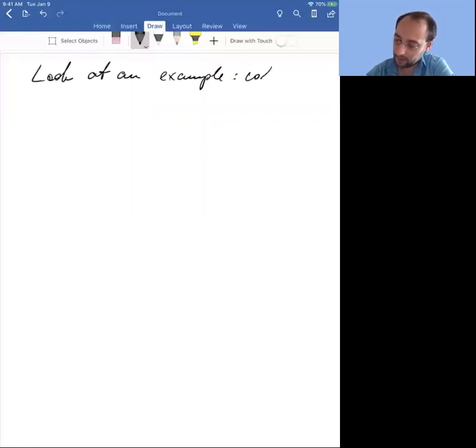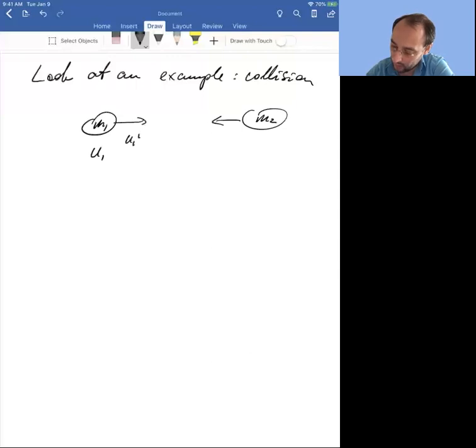So this is a collision. Basically, same type of example that we used to digest invariance of momentum and energy, but now we will do this in the relativistic realm. So you have a particle of mass m1 moving to the right, and a particle of mass m2 moving to the left. So this one has velocity u1 initial, and this is u1 final.